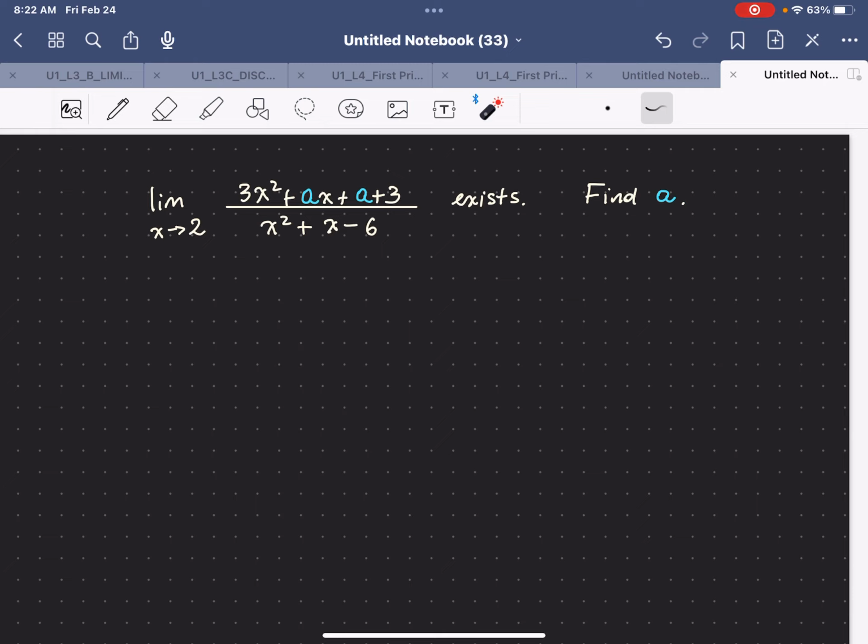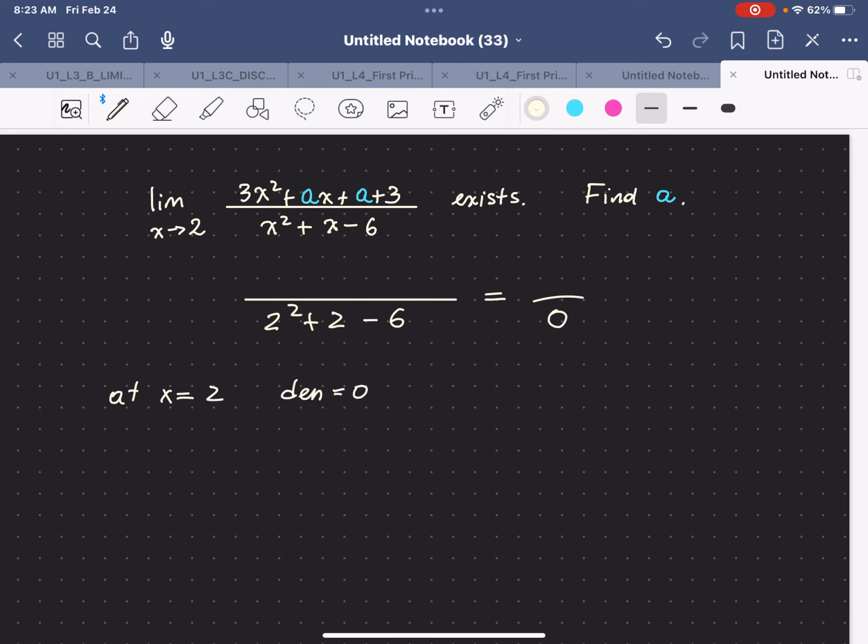Now, the fact that the limit at x equals 2 exists means that if you substitute x by 2, we'll be able to estimate the value of this function. So I'm going to start by direct substitution to check first the denominator. The denominator at x equals 2 will have a value of 2 squared plus 2 minus 6. As you can see here, the denominator will become 4 plus 2 minus 6, 0. So what that means is that at x equals 2, the denominator would be equal to 0.